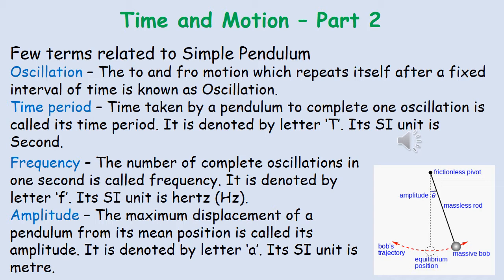The last one is amplitude. The maximum displacement of the bob of a pendulum from its mean position is known as amplitude. So the distance between the mean position and extreme position is known as amplitude. It is denoted by the letter small a, and its SI unit is meter.